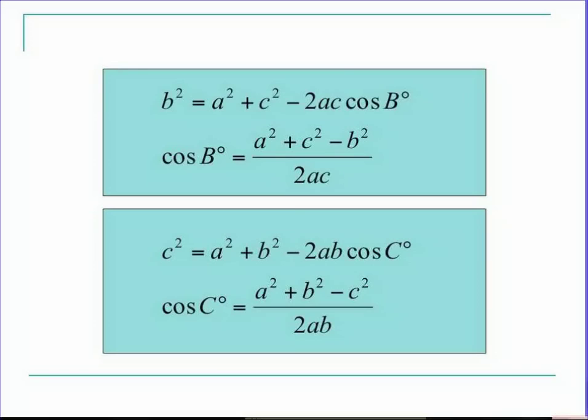2ab. What I'd suggest you do is pause the clip again and write down those formulas in your notes, and then we'll go on to looking at examples of how you can solve mathematical questions using these formulas. This is our first formula.